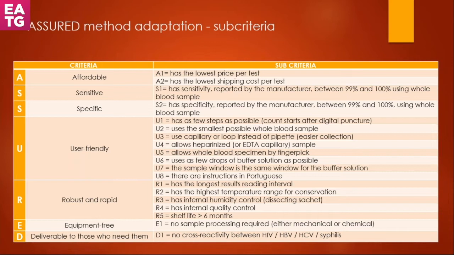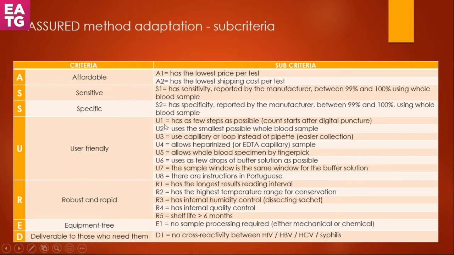As for sensitivity, it is the sensitivity reported by the manufacturer for all blood sample or fingerprint. For specificity, we go to the instructions of use also of the tests and search for the specificity reported by the manufacturer for all blood sample or fingerprint. Sorry. For user-friendly, we have 8 criteria.